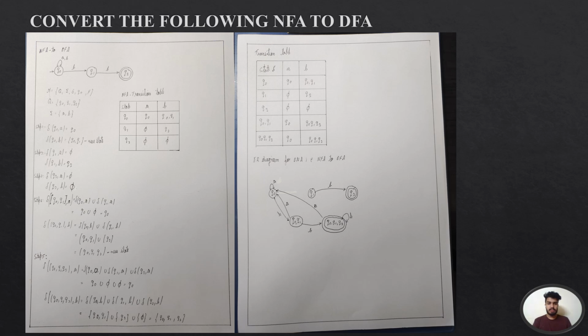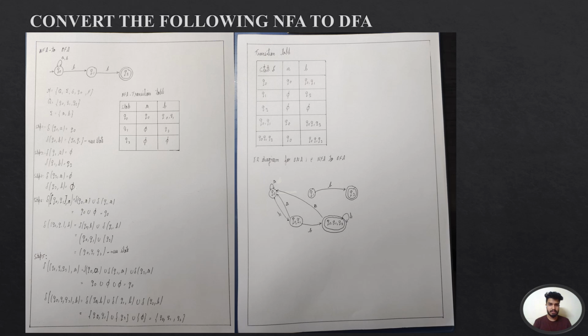Transition of Q0, Q1 with respect to A goes to Q0. Transition of Q0, Q1 with respect to B goes to Q0, Q1, Q2. Now the transition of state Q0, Q1, Q2 with respect to A goes to Q0, and transition of Q0, Q1, Q2 with respect to B goes to Q0, Q1, Q2. Hence, the state diagram for the DFA can easily be drawn.